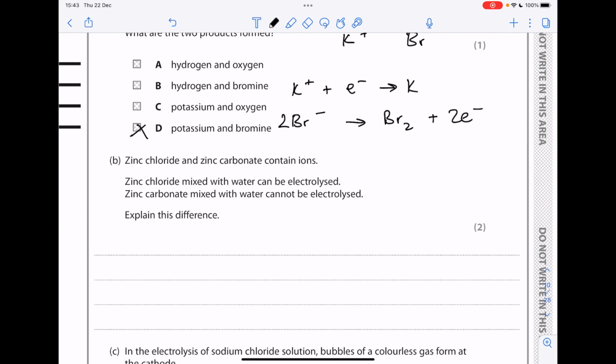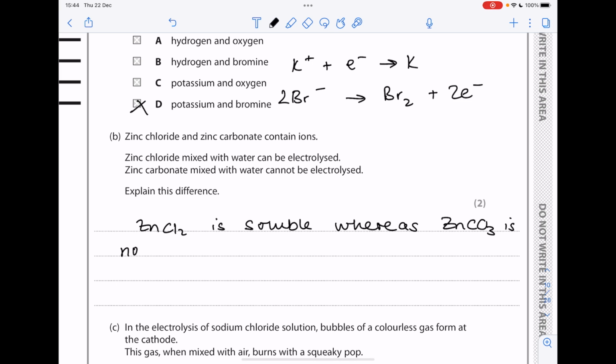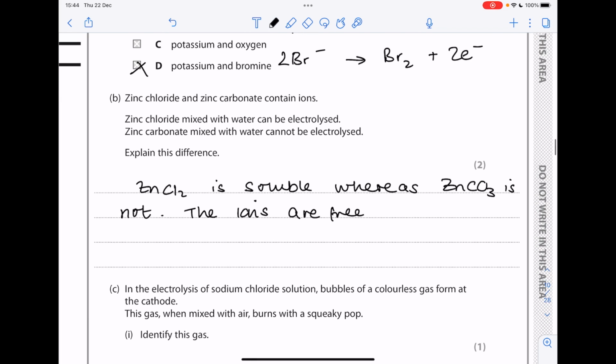Zinc chloride and zinc carbonate contain ions. Zinc chloride mixed with water can be electrolyzed. Zinc carbonate mixed with water cannot be electrolyzed. Explain this difference. It's all to do with their solubility. Zinc chloride is soluble, whereas zinc carbonate is not. Feel free to write these out in words, by the way. The ions are free to move in the zinc chloride, which enables them to undergo electrolysis.